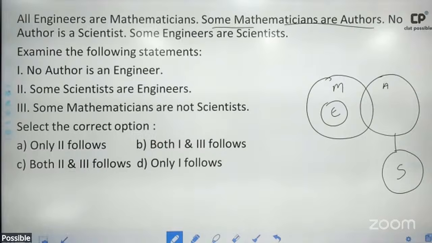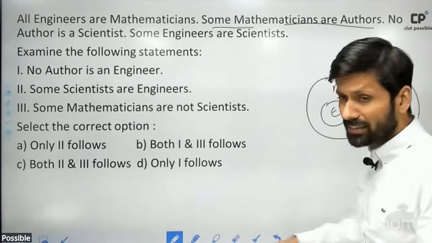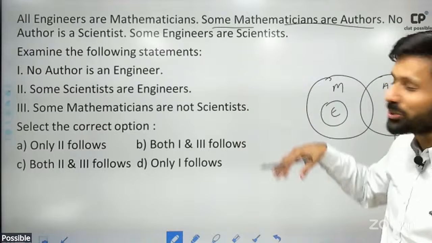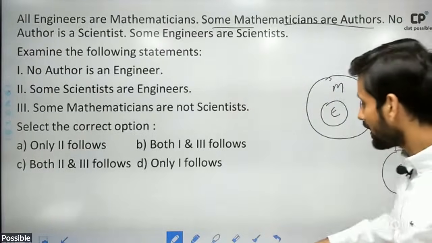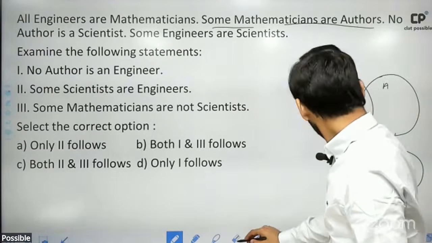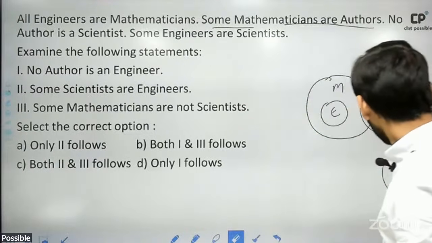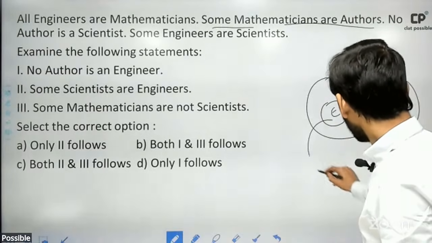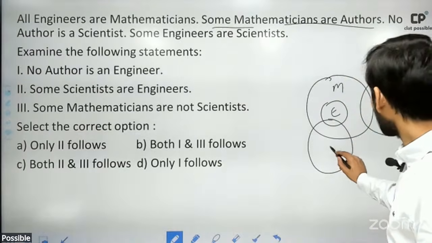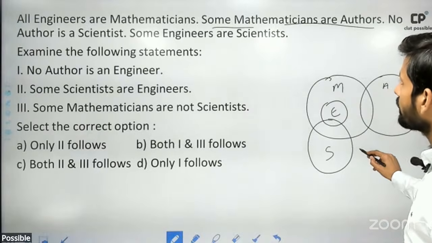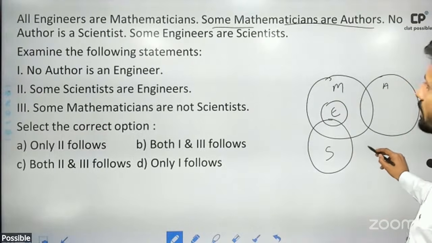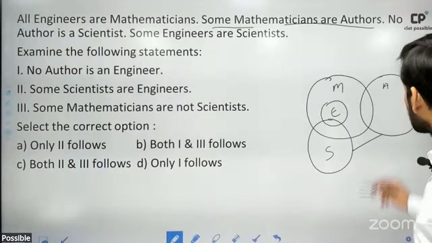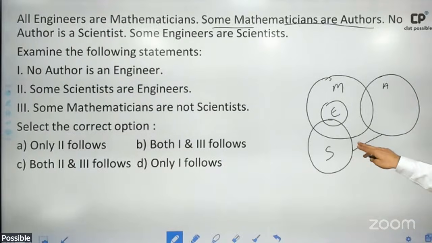Some engineers are scientists. Okay, so maybe we have to draw this in a different way. So that's what happens if you don't go through the statements first, right? I did the same mistake, but okay. So we'll draw this a little differently. Okay, so this is some engineers are scientists, and then we are given no author is a scientist, something like this. Okay, so this line keeps the diagram clear.